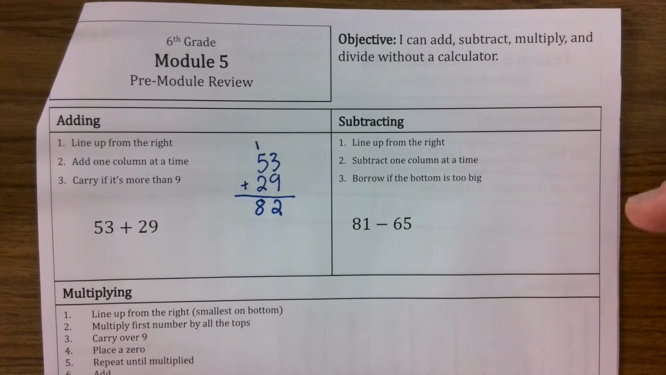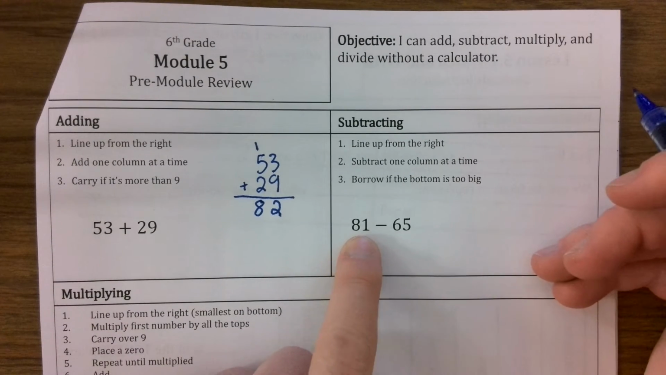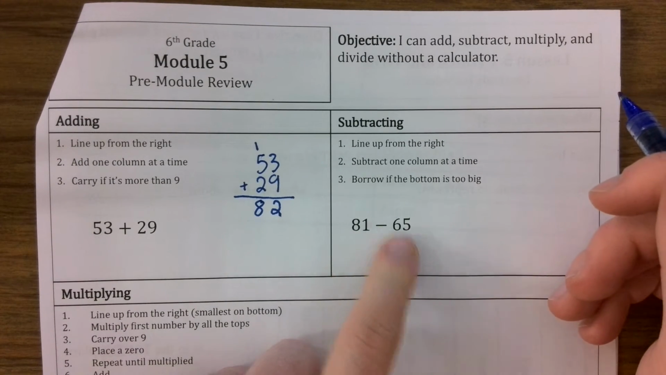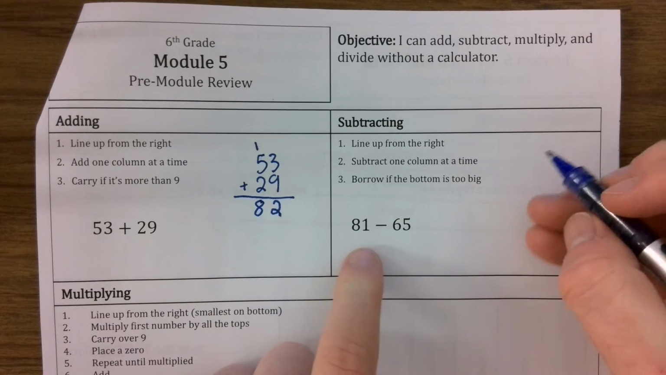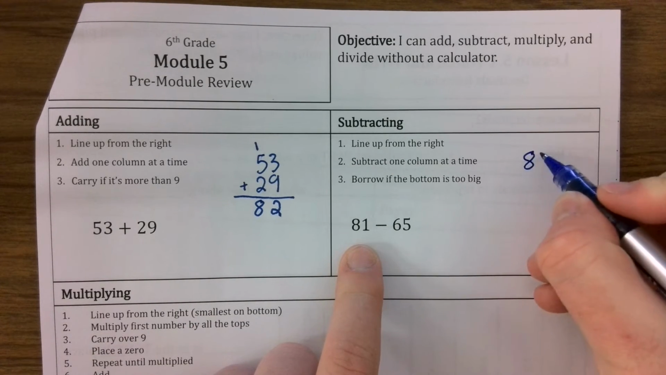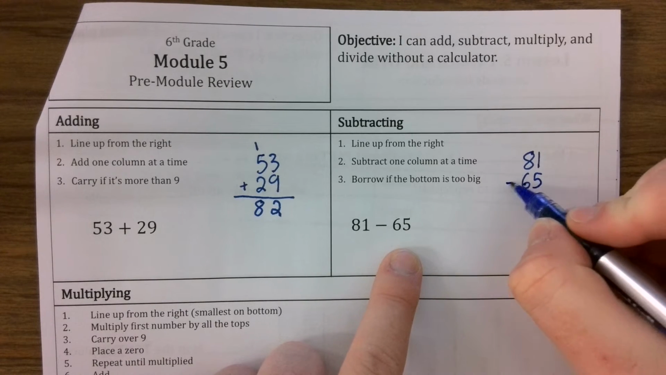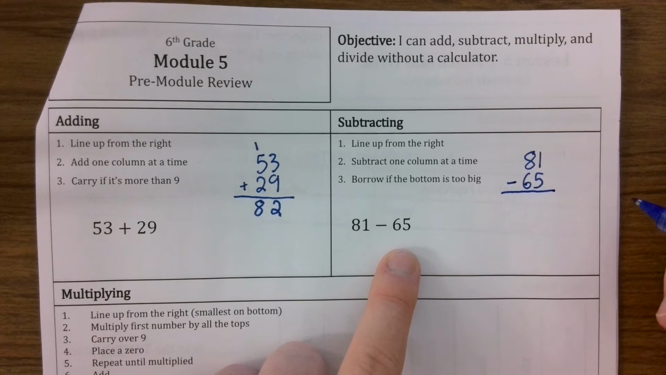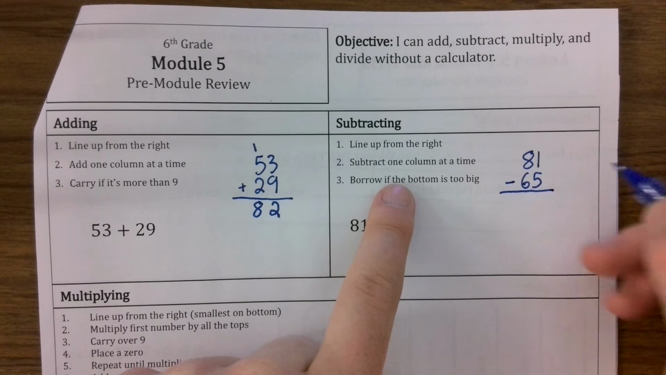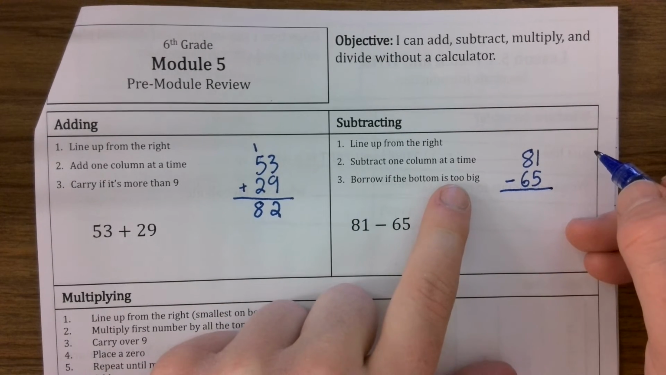Subtracting is very similar. Here's our example problem, 81 minus 65. Again, we're going to line them up from the right, and I'm going to start with the first number on top, second number on bottom, because that's what we're taking away. We're going to subtract one column at a time and borrow if the bottom number is too big.